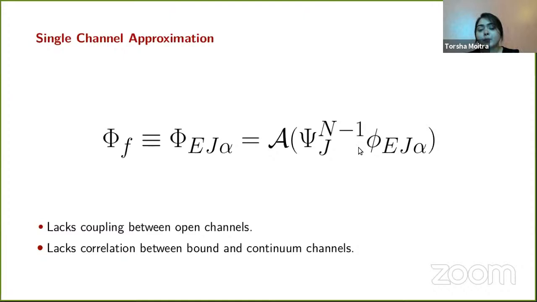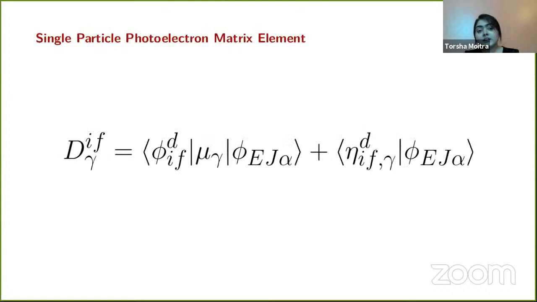This simple approximation comes with its own drawback. This approach lacks coupling between the open channels, and it also lacks correlation between the bound and the continuum channels. So within this single channel approximation, the many particle photoelectron matrix element boils down to the single particle photoelectron matrix element D IF, where phi DIF and eta DIF are known as the Dyson and the conjugate Dyson orbital. The phi DIF and eta DIF have compressed within them all the information of the bound part of the system.